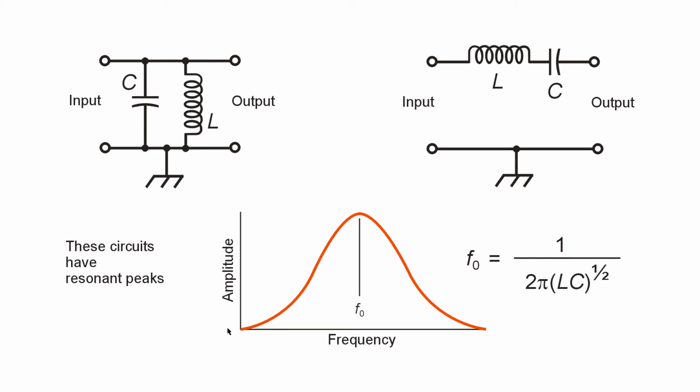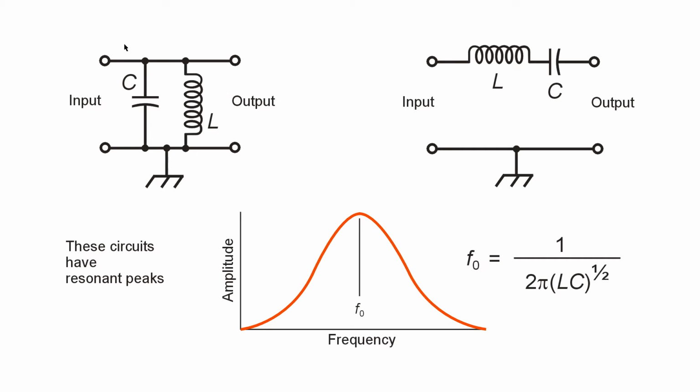But these circuits both exhibit a response like this: amplitude on the vertical axis, that's signal strength, versus frequency on the horizontal axis, from lower to higher and from zero increasing. And there is a certain frequency at which the response is maximum, F sub 0.